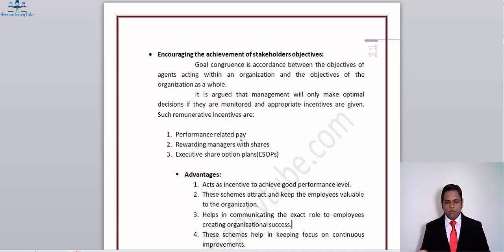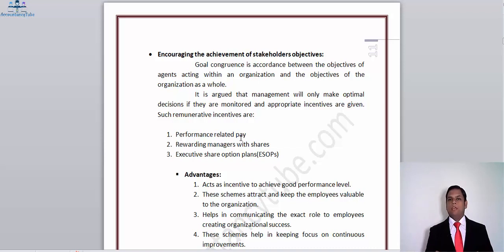It is argued that managers will only make optimal decisions if they are monitored and appropriate incentives are given. Now it's only basic that in order to motivate the senior management, you need to keep some sort of incentives for them. It's on the basic principle of reward and punishment. If they are to be criticized for the bad decisions that they take at the board level, they should also be appreciated and rewarded if they move the company in the right direction. Now for that, there are a number of ways.